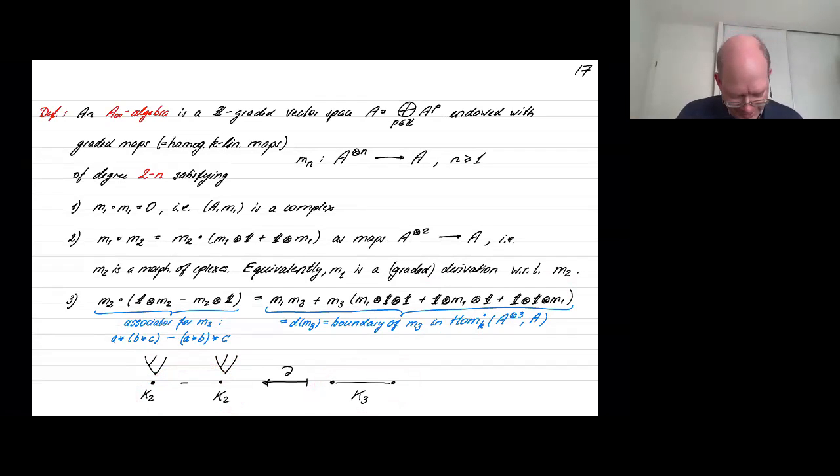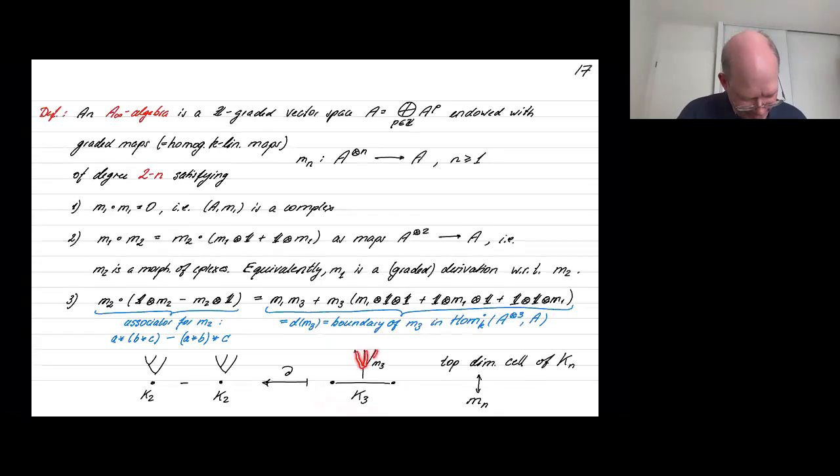And since this element is the algebraic boundary of M3, it's natural to associate M3 with this interval, with this top dimensional cell in K3. More generally, the top dimensional cell of the nth star-shift associahedron will always be associated with Mn. And then it's natural to label this interval with another tree. Now it's no longer a binary tree, it's a tree with 3 branches growing out of the root, corresponding to the 3 inputs of M3.